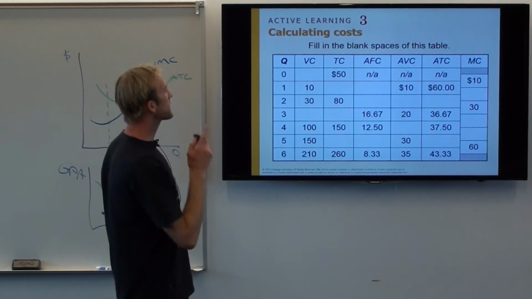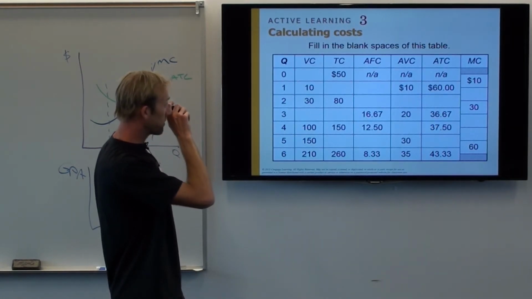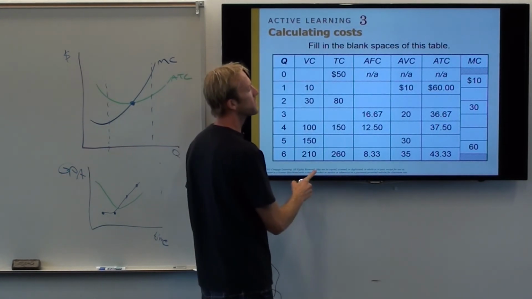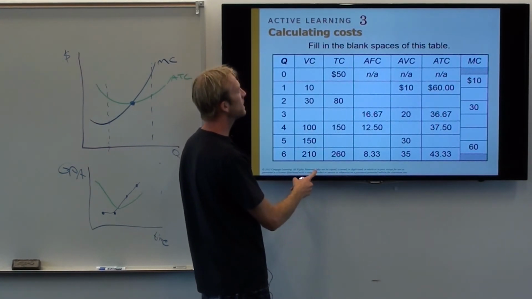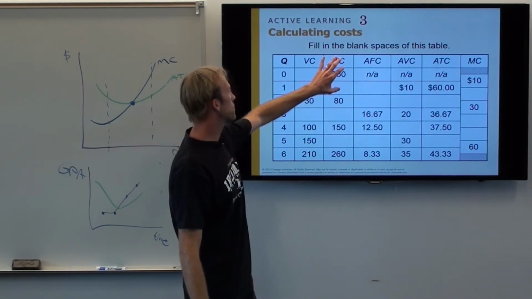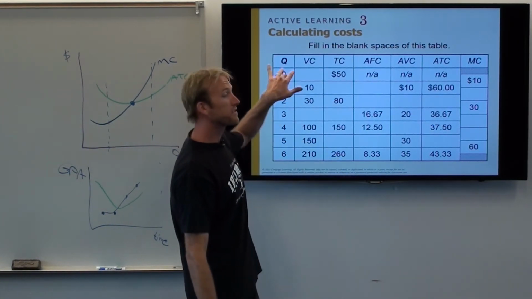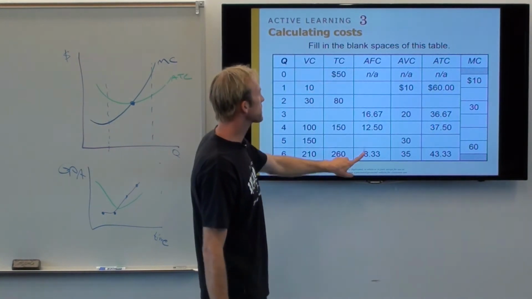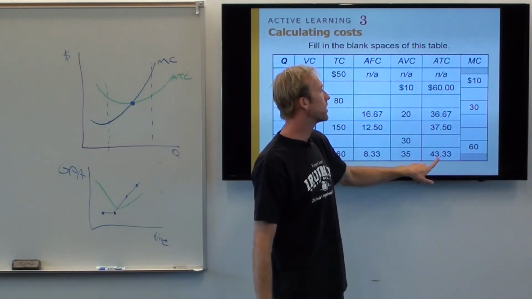So let's make sure that you're paying attention. Go ahead and fill in the blank spots on this table. So there's enough things filled in here. So you'll have to figure out variable cost, total cost, you're going to have to figure out in your brain what fixed cost is, and then you can find out average fixed cost, average variable cost, average total cost, and the marginal cost.